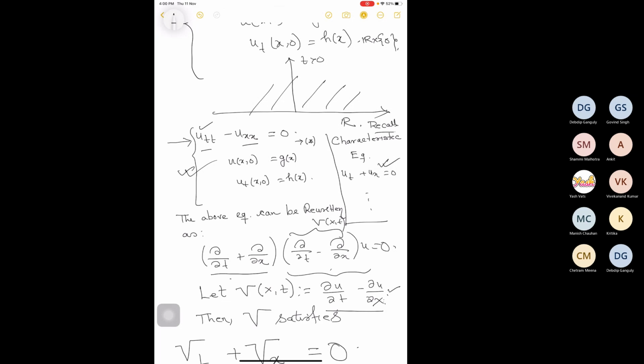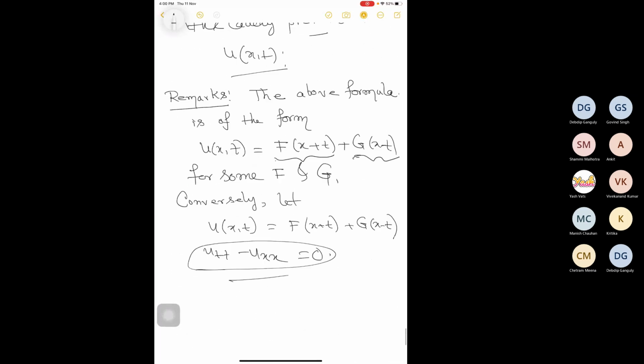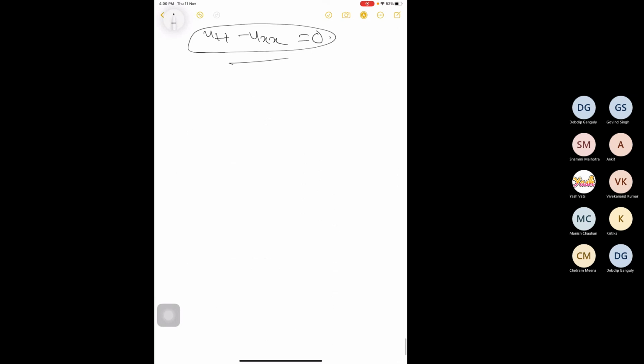Clear? It's very simple, right? Just using the method of characteristics. Okay. So I think I should not go far. You can also now consider the Cauchy problem in higher dimension.